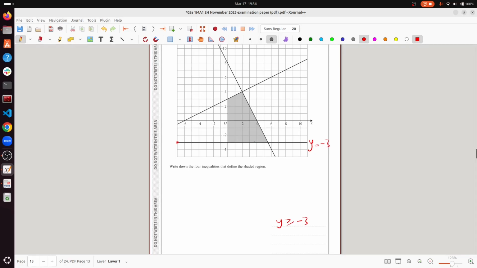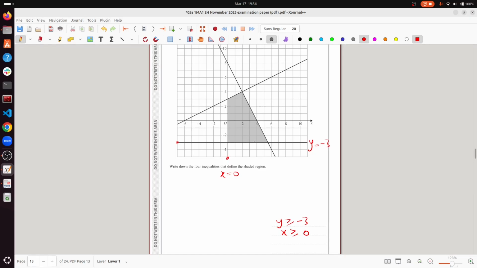The second one is this line that bounds it, and that line is x equals 0. But I can see that my region is to the right, so that becomes x is greater than or equal to 0. Same as before, I am using a strict inequality.